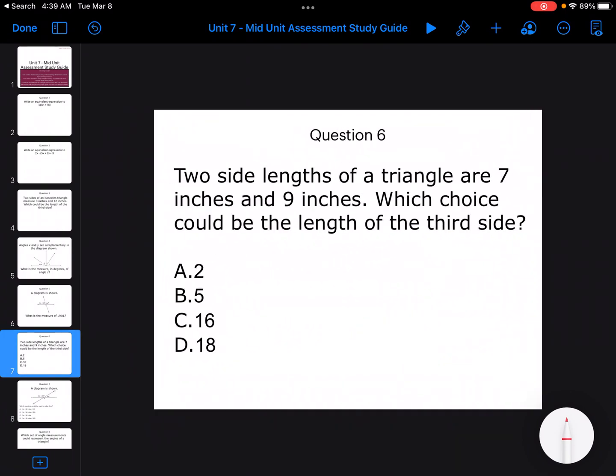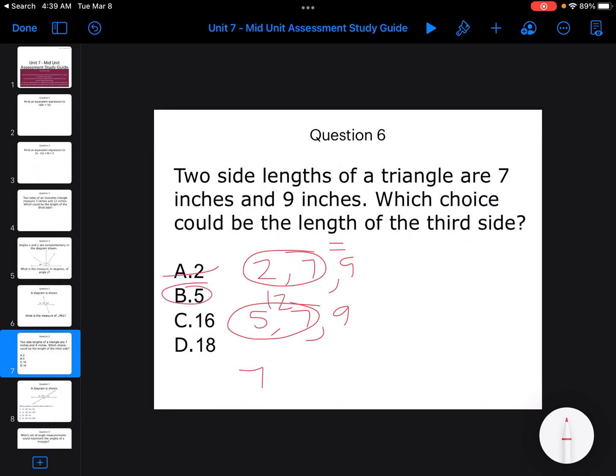Two side lengths of a triangle are 7 inches and 9 inches. Which choice could be the length of the third side? Well, I know that I have 7 and 9, so that would be 2, 7, 9. Well, 2 plus 7 is equal to 9, so that won't work because it has to be greater than. So then I have 5, 7, and 9. Well, 5 plus 7 would be 12. 12 is greater than 9, so I think it's B.